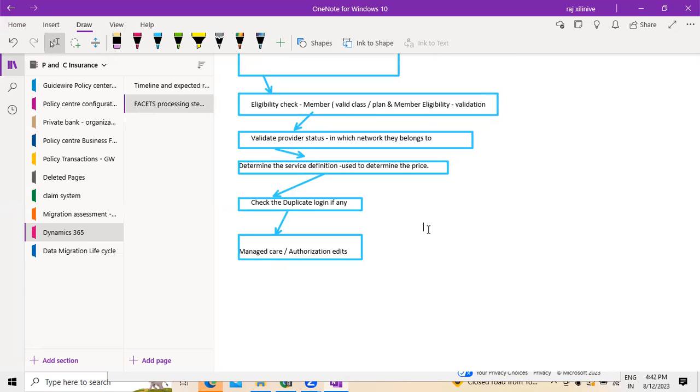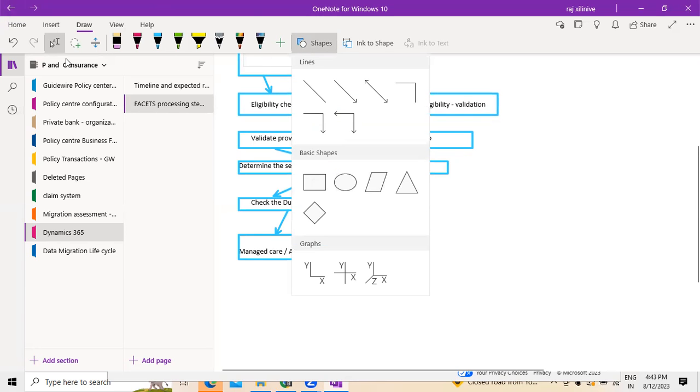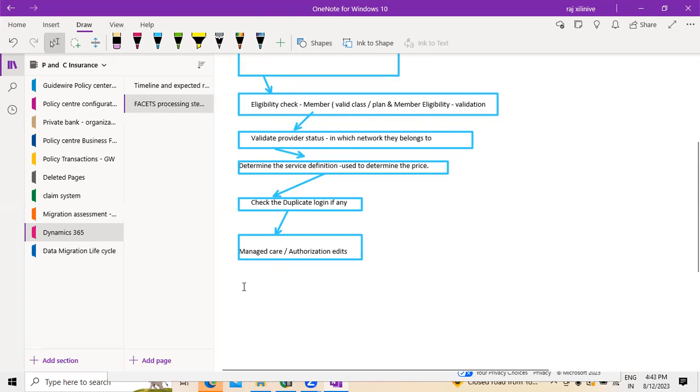Followed by managed care, all that. The next one will be the editing part, right? Because we have to see whatever clinical edits we are doing, and at the same time we have to make sure the claim processing will happen properly, right? So this is where generally we will be doing clinical edits, right? So clinical edits will take place.